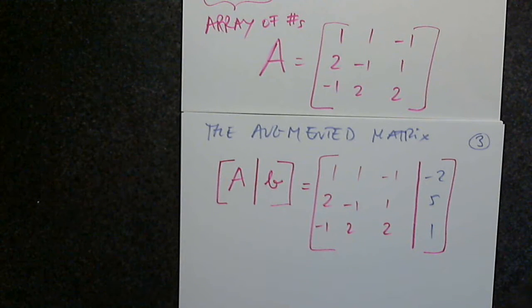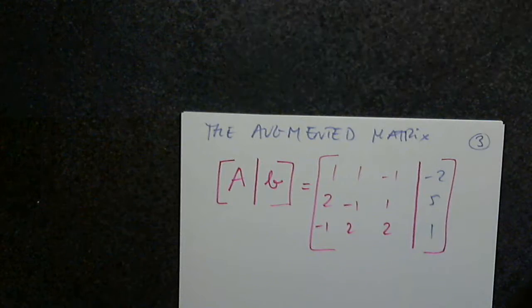So now let's look at this augmented matrix and realize what it means. Here's what it means. x plus y minus z equals -2. 2x minus y plus z equals 5. It's a different representation of the system. Same thing. -x plus 2y plus 2z equals 5. Okay. What is my target? Here's my target.